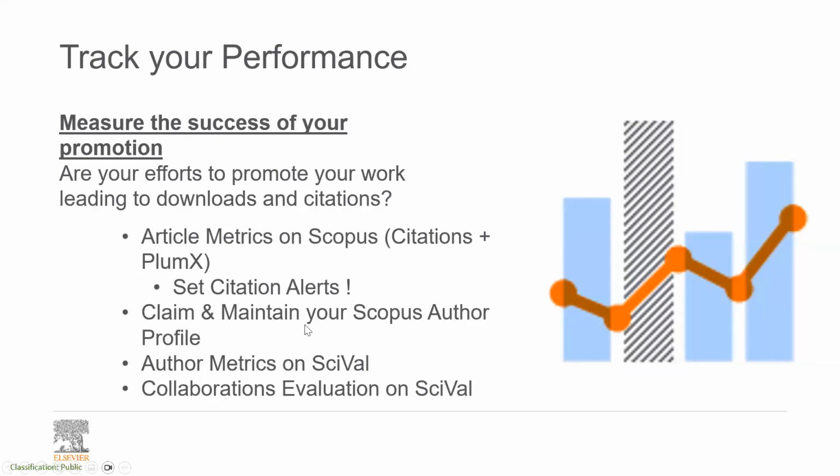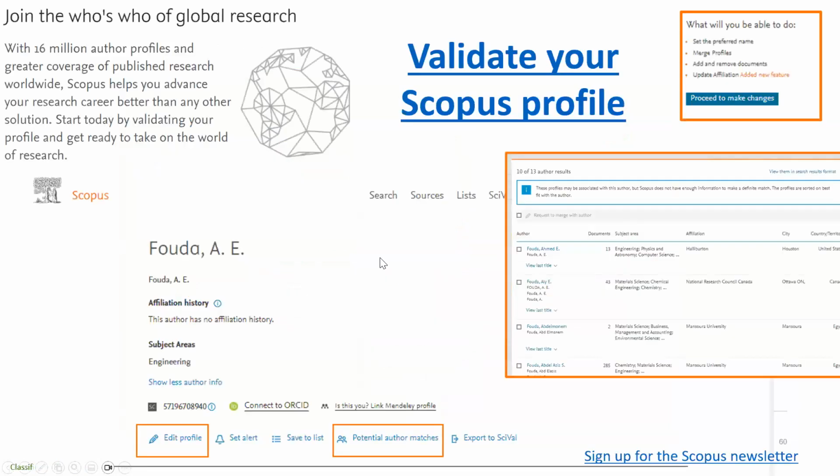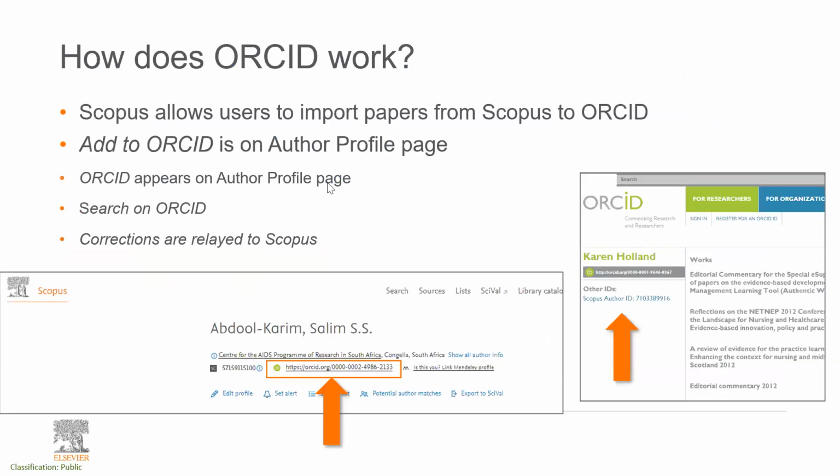It's very important to claim and maintain your Scopus author profile. Check your author metrics on SciVal and evaluate your collaborations on SciVal as well. These are examples of the alternative PlumX metrics, like social media, citation, usage, clicks, views, downloads, captures, bookmarks, favorites, mentions in social media and in mainstream media. And again, as a reminder, please validate your Scopus author profiles because they help remove author ambiguity and help track all your research to one place.